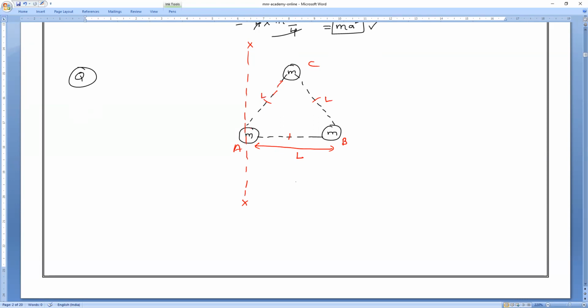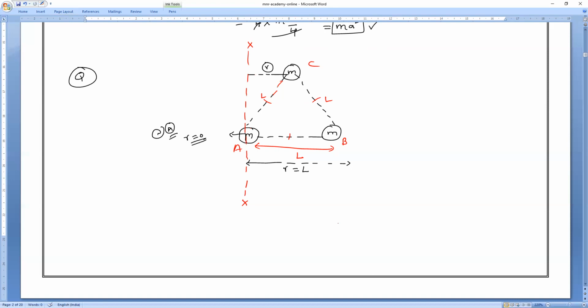Now, all of you observe, for point B, from the axis of rotation, what is R? Anybody can tell? Rudreshwar? R is equal to what, guys? L. Correct? For point A, what is R? For point A, it is already on the axis of rotation, so R will become zero. What about point C? Point C is this much distance from the axis of rotation. So all of you observe how to find it.